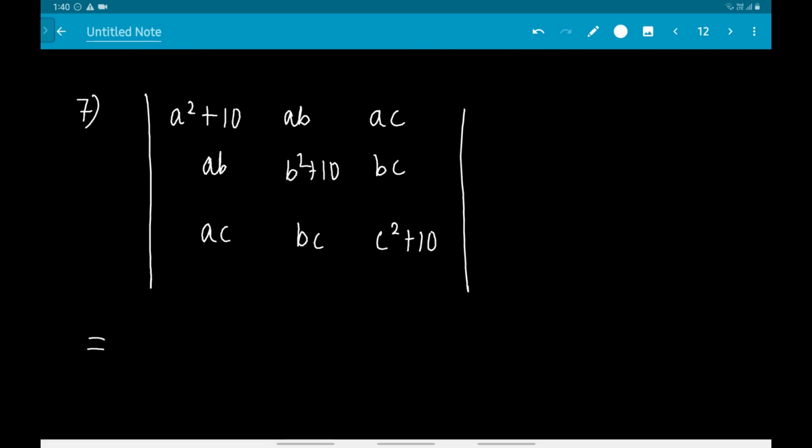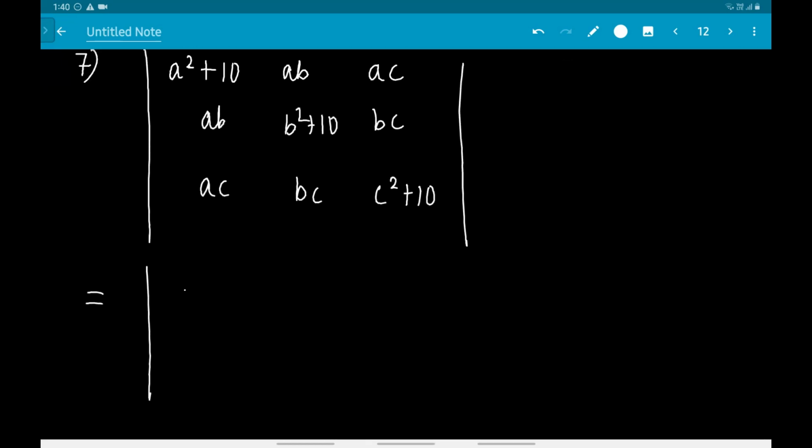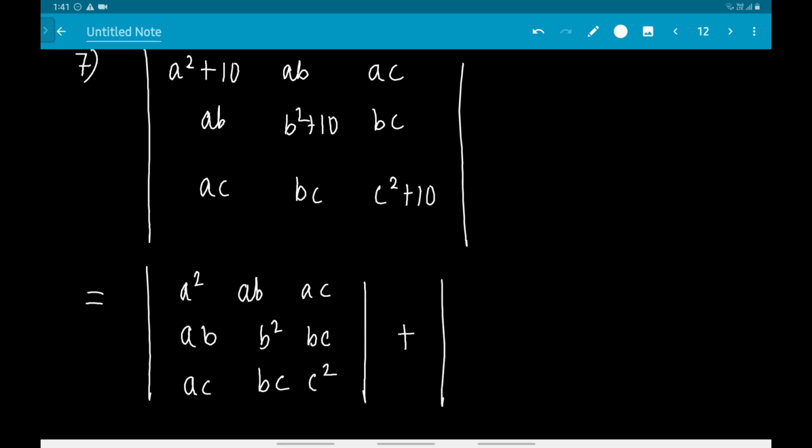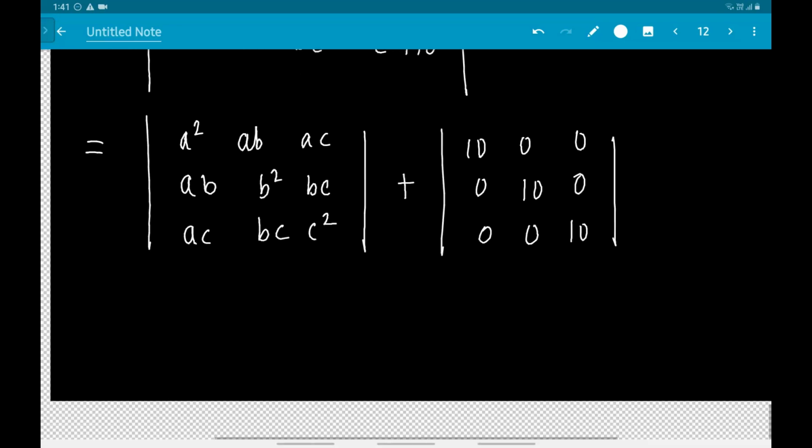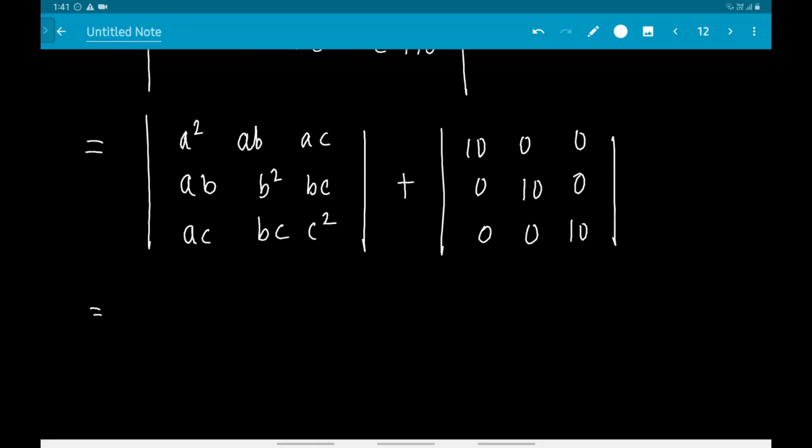Now from the property of determinants, we can break this into two parts. We can write the determinant with rows a squared, ab, ac; ab, b squared, bc; ac, bc, c squared, plus the determinant with rows 10, 0, 0; 0, 10, 0; 0, 0, 10. Now here, if we take a, b, c common from the first column, second column, and third column respectively, then we will get a, b, c into the determinant with rows a, b, c.